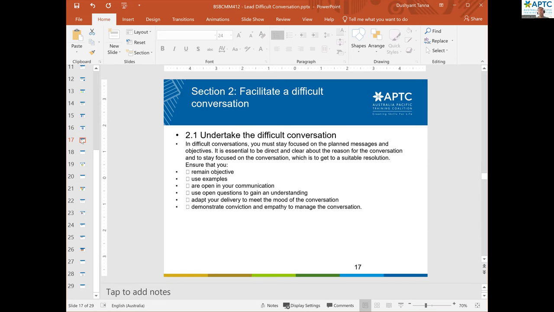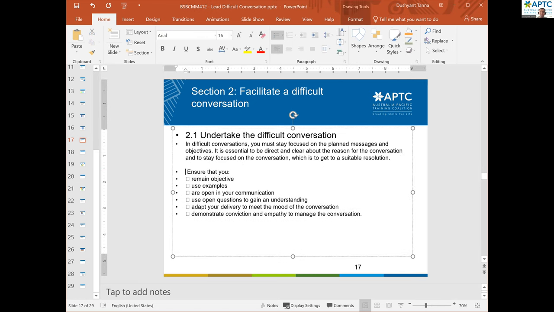Now we're moving to section two. I just asked, so I think everyone's still comfortable. Next is facilitate. So you have already prepared, spent decent time preparing, and now we are facilitating a difficult conversation. In a difficult conversation, you must stay focused on the planned message and objective. It is essential to be direct and clear about the reason for the conversation and to stay focused on getting a suitable solution, resolution. Ensure that you remain objective, use examples, are open in your communication, use open questions to gain understanding, adapt your delivery, and demonstrate conviction and empathy.